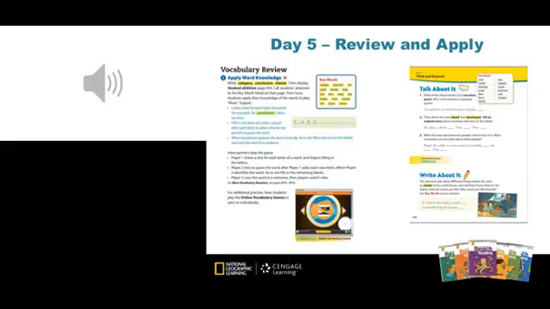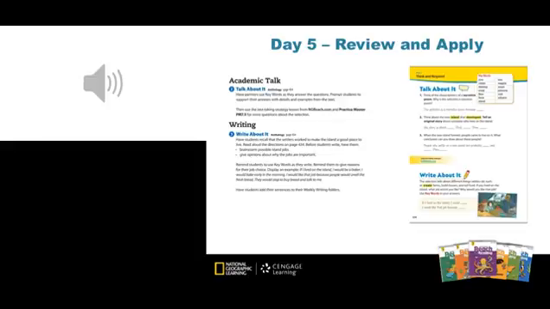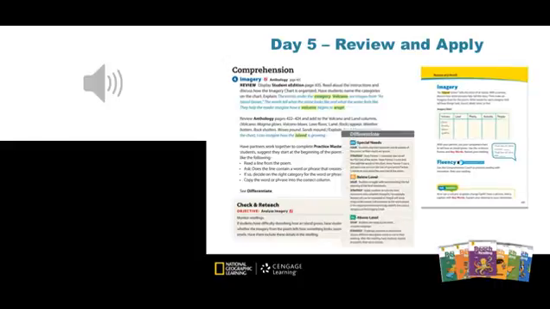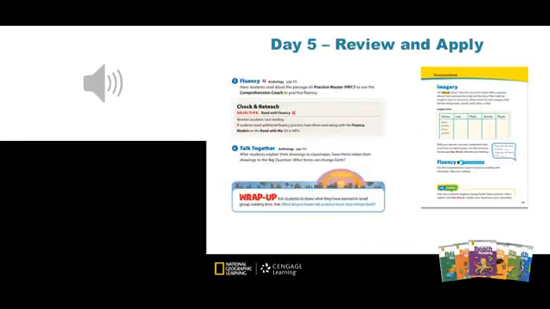Turning to the next page, on day 5, you'll find an opportunity to review and apply the skills that students have been taught in days 1 through 4. Students will have a chance to review vocabulary, academic talk, and write about the selection. They will also reread a selection of text and integrate their knowledge of the comprehension skill. Differentiation strategies are provided to help students work with partners when reviewing this comprehension skill. And students have the opportunity to practice their fluency.